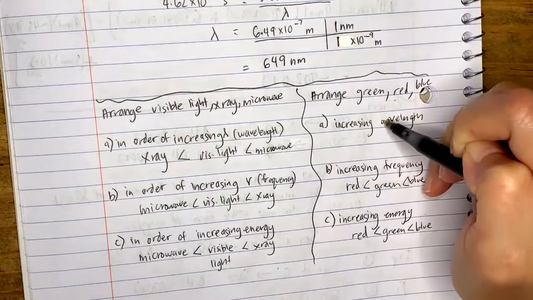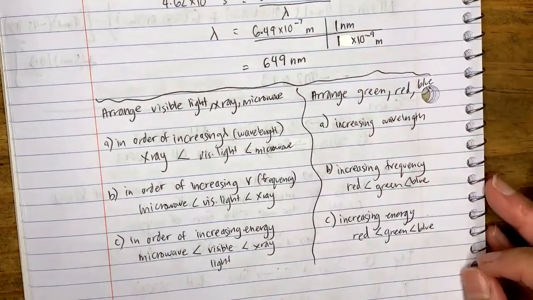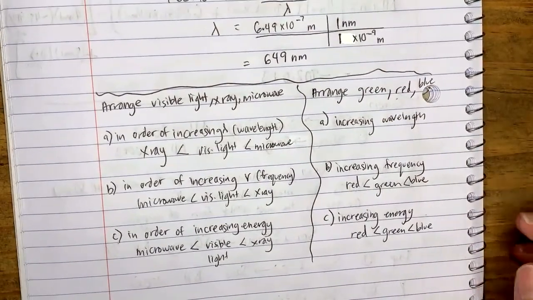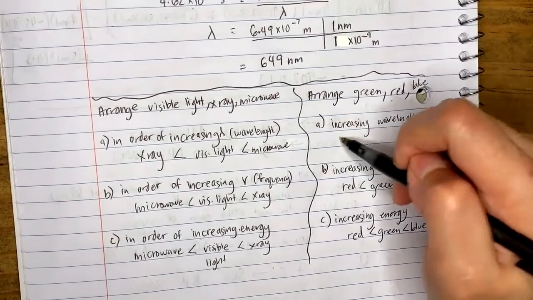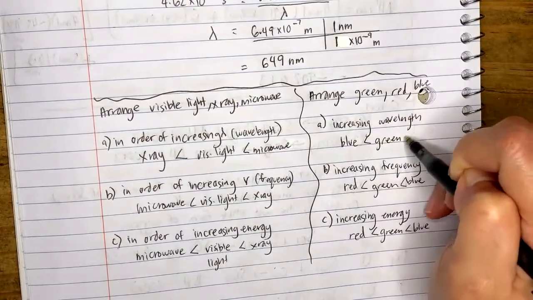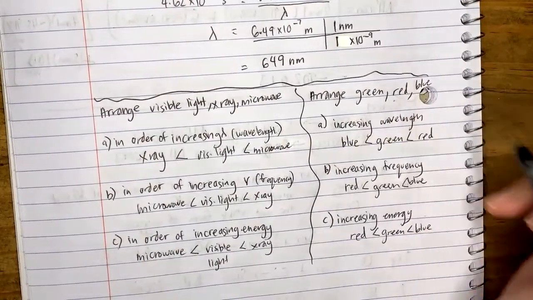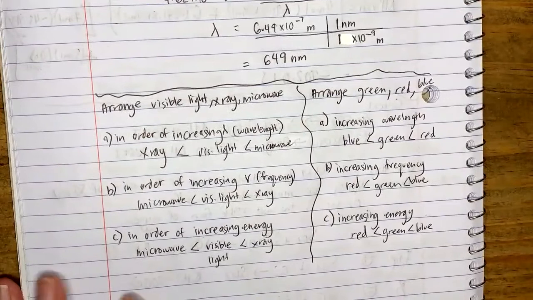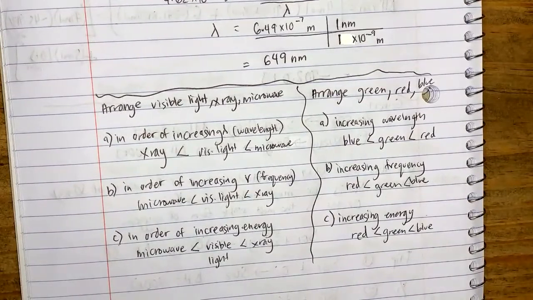So for this chapter here, yes, they can ask you to calculate, but a lot of times they just ask you to go ahead and compare them too. Okay, so blue will be the shortest wavelength, and then green in the middle, and then red is the longest wavelength. Okay, so that's how you do this kind of problem here. Now, let's keep going on our slides here.